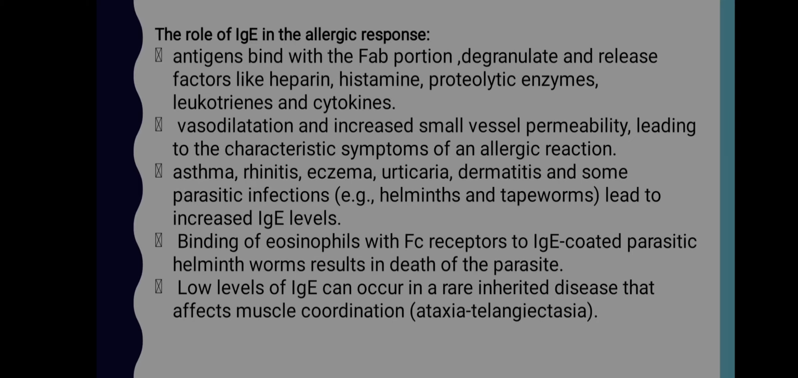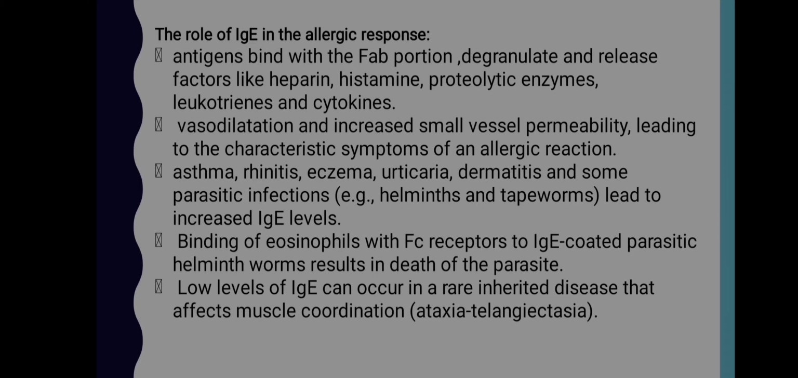Antigen binds to the Fv portion, and the cell degranulates and releases factors like heparin and histamine, which induce the allergic reactions. Vascular dilation and increased small vessel permeability are the symptoms of allergic reactions. Some allergic diseases such as asthma, and some parasite infections such as tapeworm, lead to increased IgE levels in blood serum.